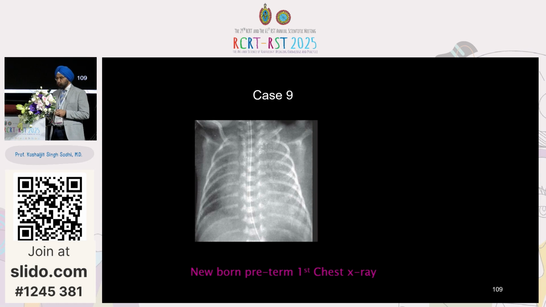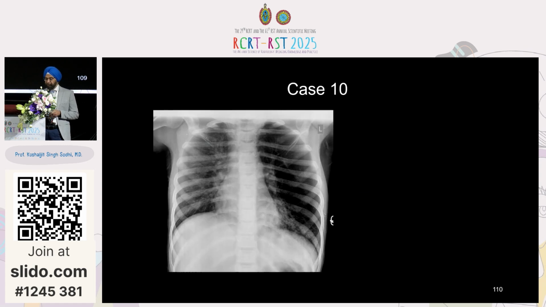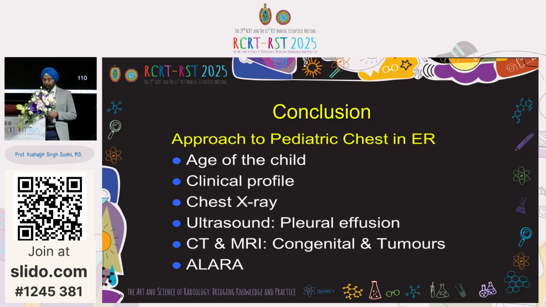So this is a newborn, a preterm kid. If you have this hazy reticulogranular or opaque kind of appearance, this is hyaline membrane disease, right? And the last one, a 2 year old child with sudden respiratory distress and choking. One side lung looks very hyperlucent, right? So this is a foreign body, okay.